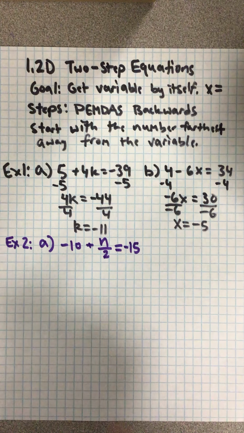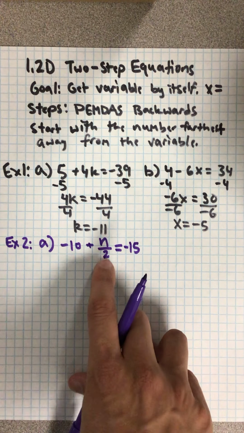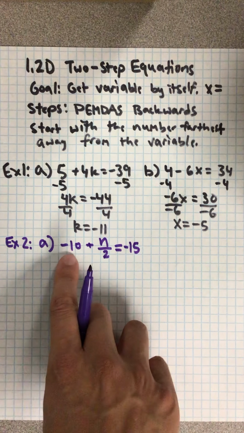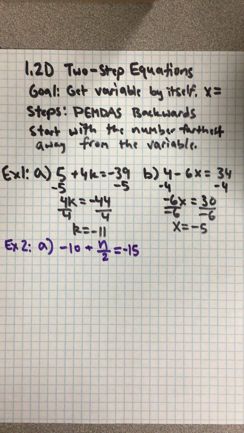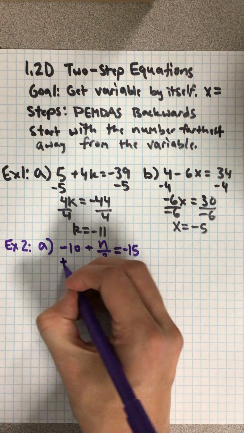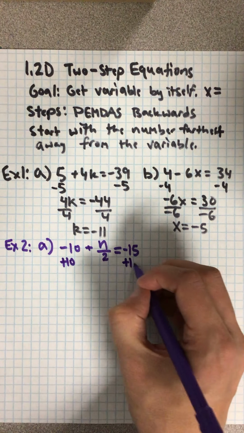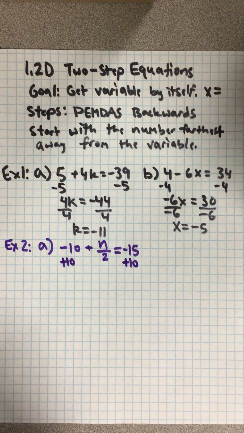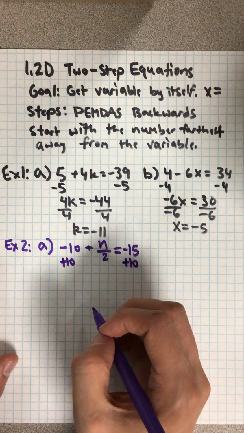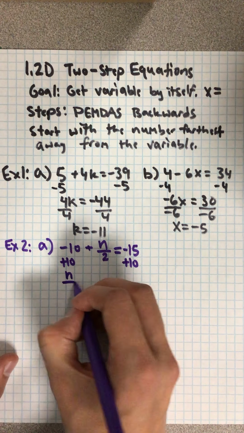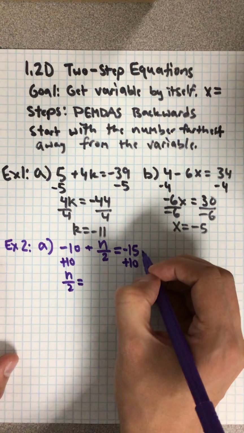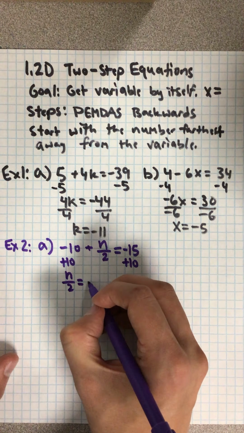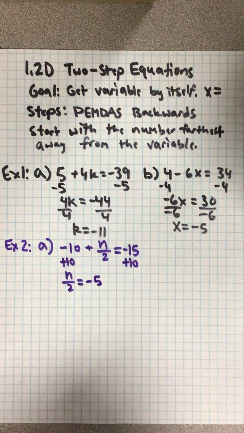Now, once again, this is our variable term, and we want to get this alone, so we need to get rid of our negative 10 first. Since it's negative, the opposite of the negative is adding, so we're going to add 10 to both sides. Our negative 10 and positive 10 cancel out. We're left with n divided by 2 equals negative 5 plus 10. That leaves us with a negative 5.